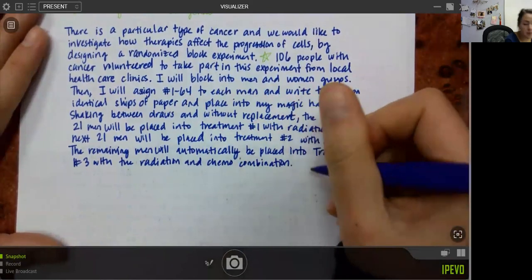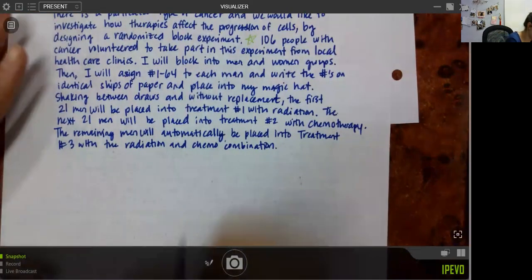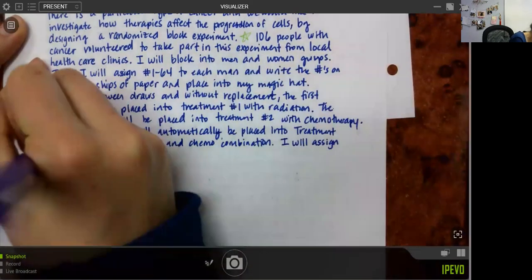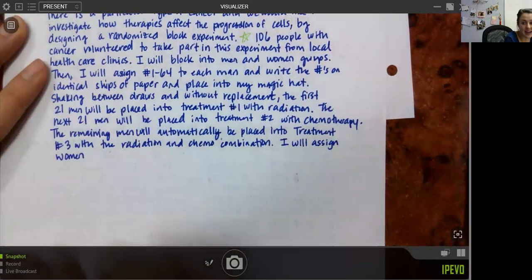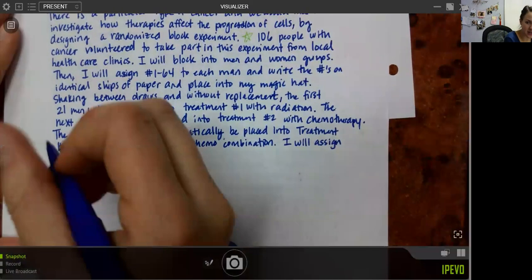I will assign, now I'm going to have to go into women. So I've talked all about how I'm assigning men. Now I'm going to jump into my next block. I will assign women. And I'm going to go ahead and write it all out completely again. Remember, we're writing this for someone who could replicate it, right? So we might know in our head what we want to do with these men and women, but we're writing specific instructions like a recipe so that someone else could follow and do the same thing that you had in your head.